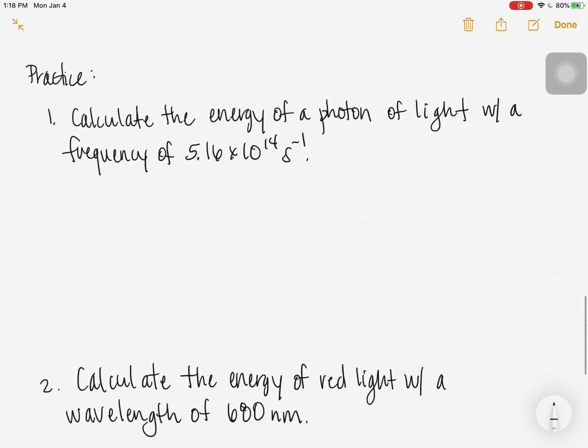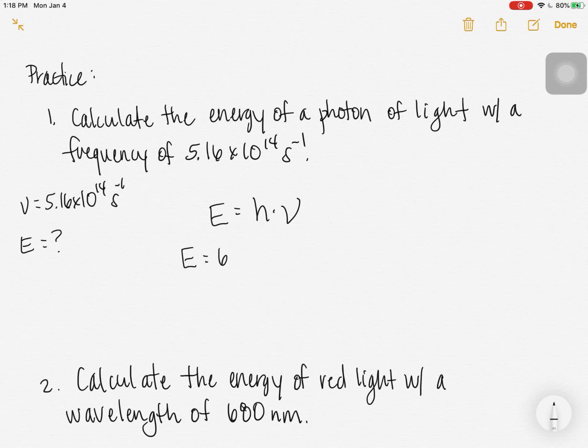Okay, so let's apply this. Let's do 2 problems and we'll be done. So, calculate the energy of a photon of light with a frequency of 5.16 times 10 to the 14th. Okay, so I know my frequency. Oh, they said S to the -1, which is 1 over S. And I'm looking for energy. Okay, so I have frequency. I'm looking for energy. We just learned the formula.